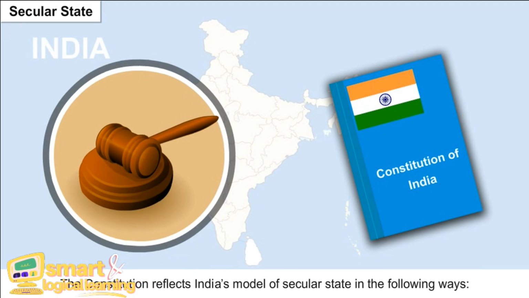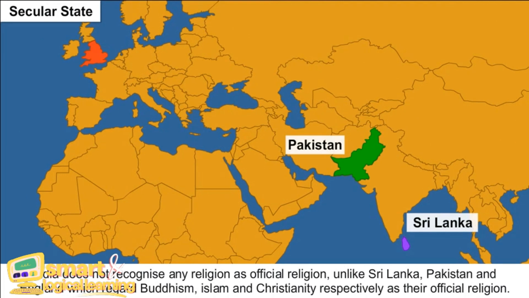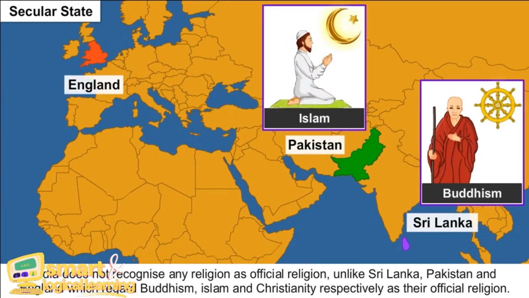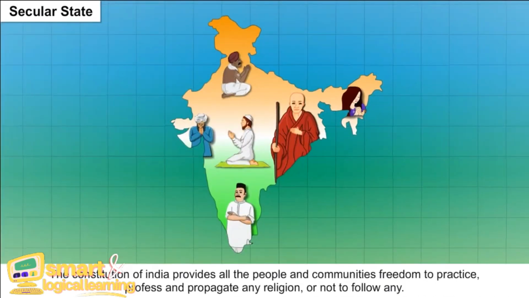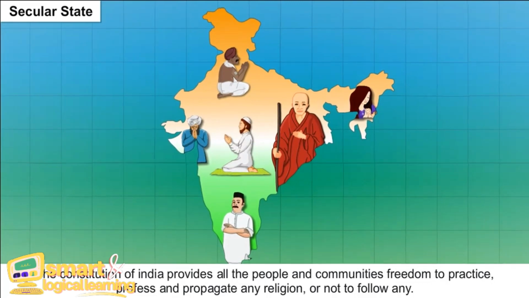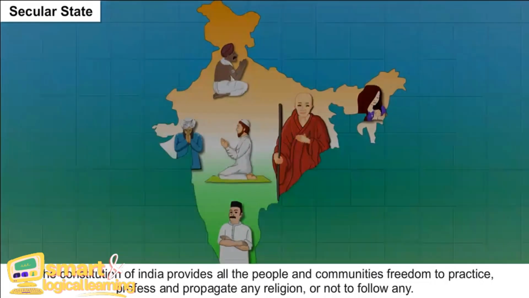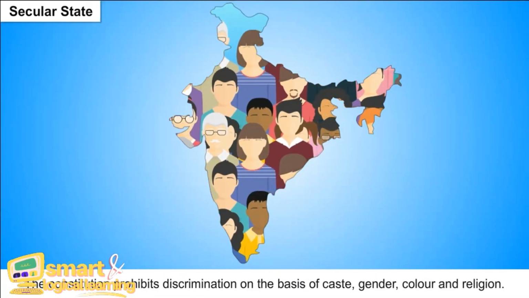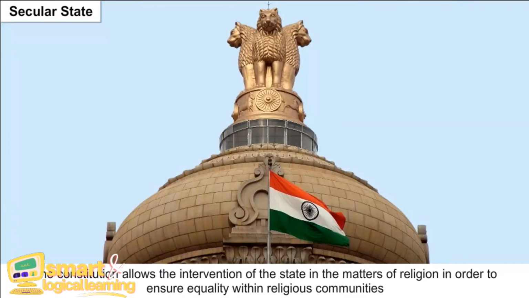The constitution reflects India's model of secular state in the following ways. India does not recognize any religion as official religion, unlike Sri Lanka, Pakistan, and England, which regard Buddhism, Islam, and Christianity, respectively, as their official religion. The Constitution of India provides all the people and communities freedom to practice, profess, and propagate any religion, or not to follow any. The Constitution prohibits discrimination on the basis of caste, gender, color, and religion. The Constitution allows the intervention.